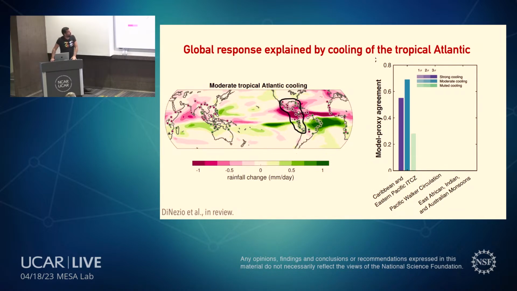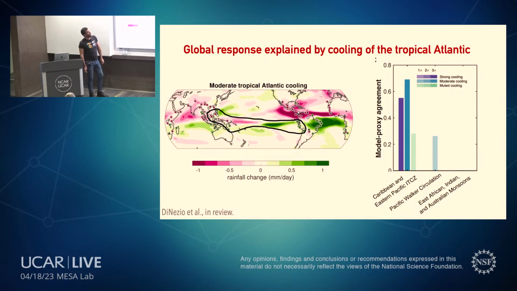When we focus on this response towards the Eastern Pacific and Central America, I'm going to be comparing the simulated changes in those sites, the Caribbean, the Eastern Pacific ITCZ. You can see that, again, here, the models with tropical cooling produce much higher agreement in all that domain. Same for a domain that we can define across the Pacific, where changes in the Walker circulation will drive rainfall changes.